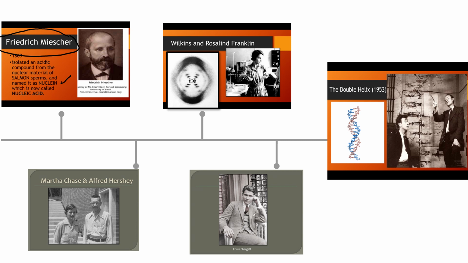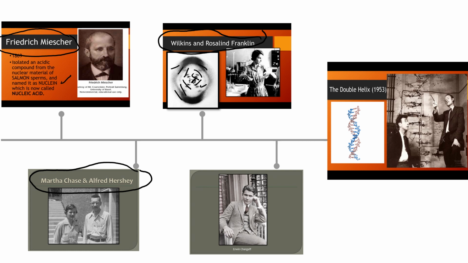Shortly after, Martha Chase and Alfred Hershey were able to show using a bacteriophage that DNA and not protein is the hereditary molecule. One major discovery was by Wilkins and Rosalind Franklin. They studied the structure of DNA crystals using X-rays and they found that the crystals contain repeating subunits.